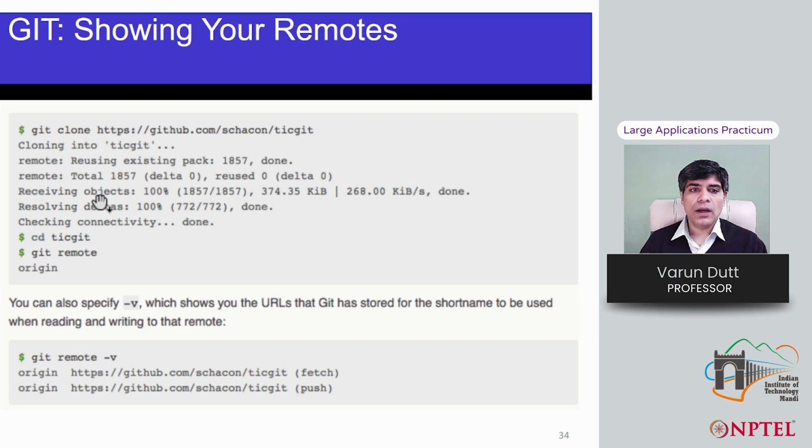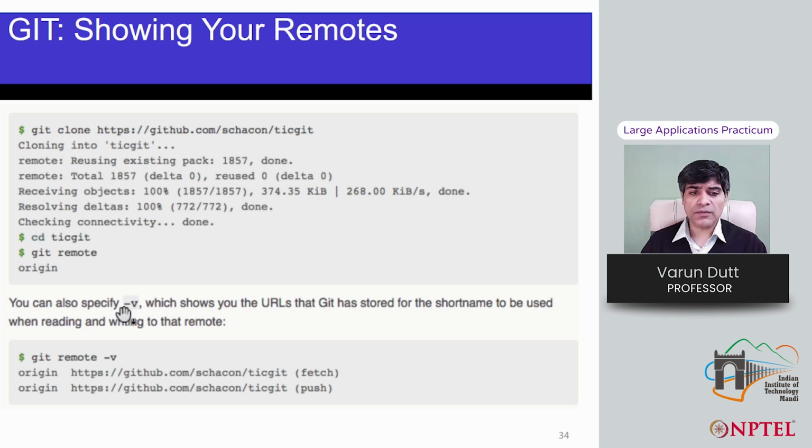So now there is a way of showing your remotes. Generally, we said we clone a repository and then we track the global repository. So if we run the git clone command, we start tracking that particular repository. We can cd into it, and if we say git remote, it will show us origin, which is referring to this particular GitHub page where the repository is being tracked.